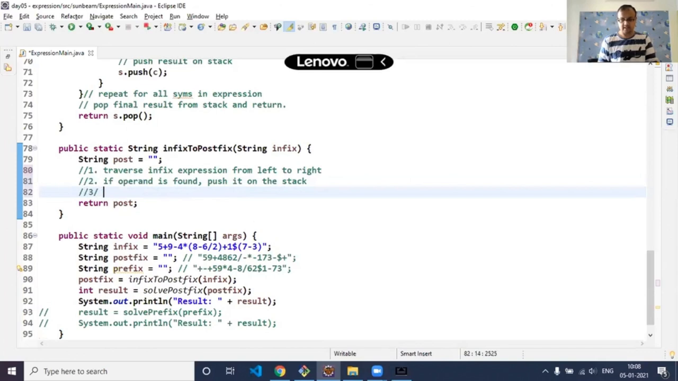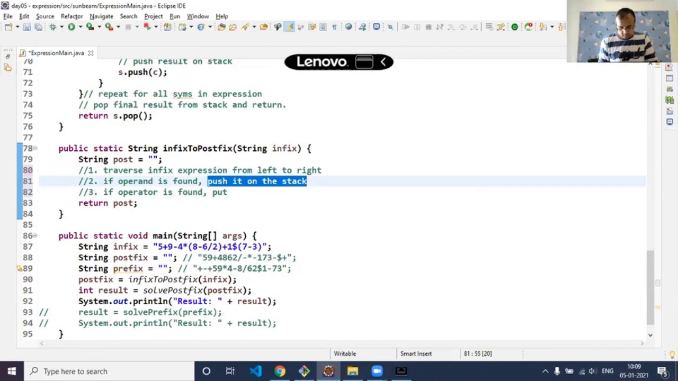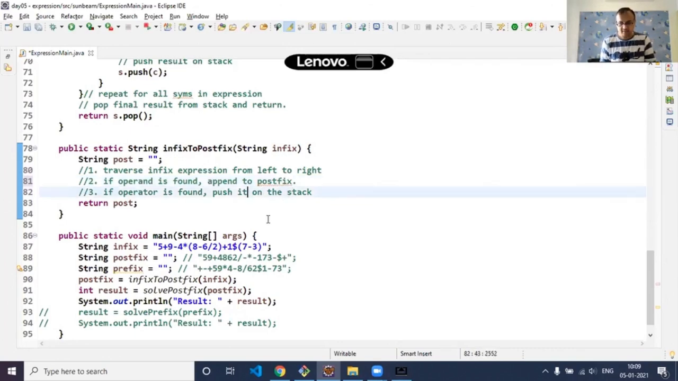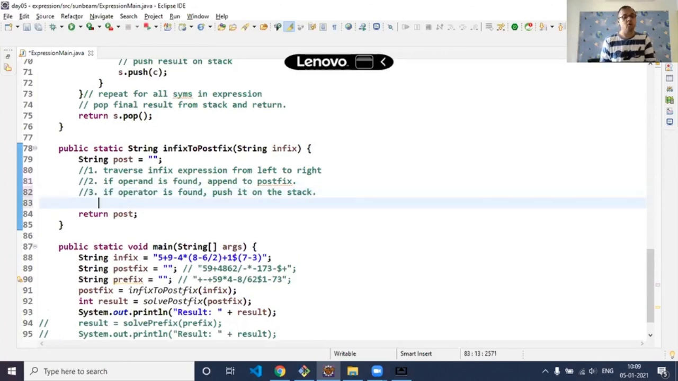That is great. If operator is found, I'm saying that put it, मैंने कुछ उल्टा किया क्या, सॉरी माय मिस्टेक, उल्टा हो गया, वो फ्लो में मैं भूल गया. Append to postfix. I hope now this is okay. So now it is append to postfix, and if the operator is found, push it onto the stack. By the way, but push it onto the stack not straight away, उसमें terms and conditions applied है.